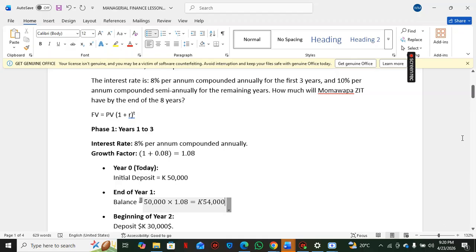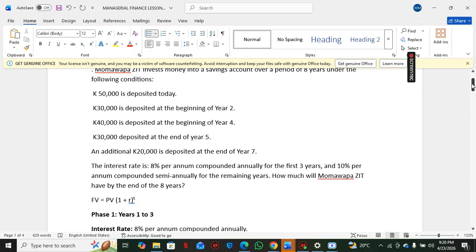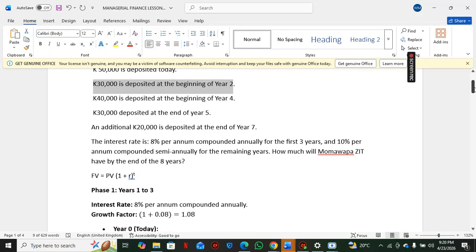Then, according to our timeline, 30,000 is deposited at the beginning of year two.